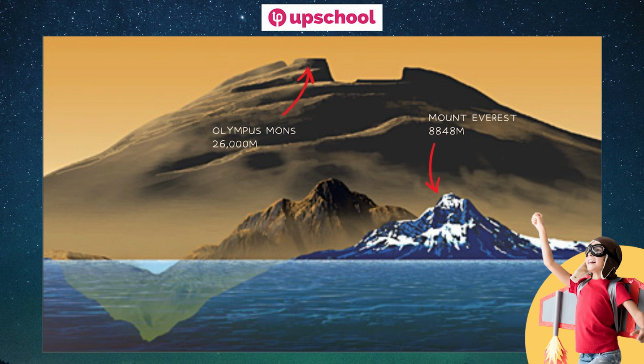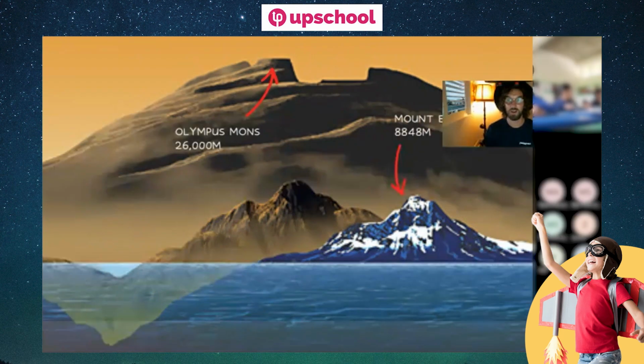On the right-hand side, you will see that that is Mount Everest. Mount Everest is the biggest mountain in the world. It is 8,848 meters high. Look at it. It's quite tall, quite scary, quite big.